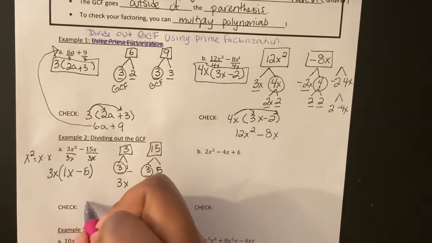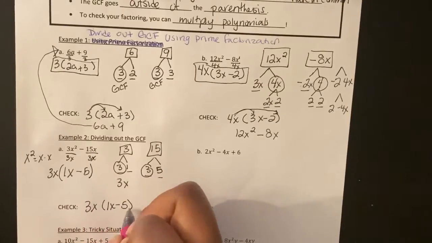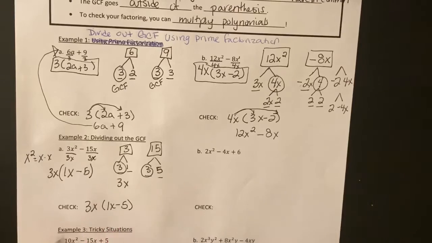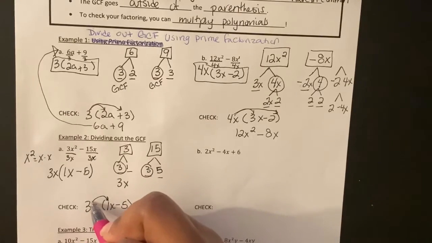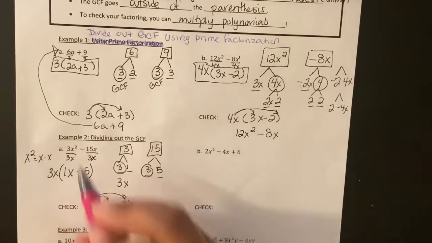Let's check it by multiplying. We have 3x times 1x minus 5. 3x times 1x is 3x squared. 3x times negative 5 is negative 15x. Bam, right back to where we started.